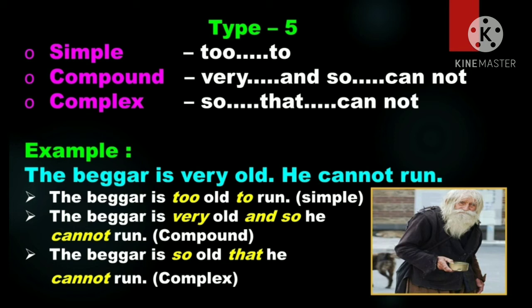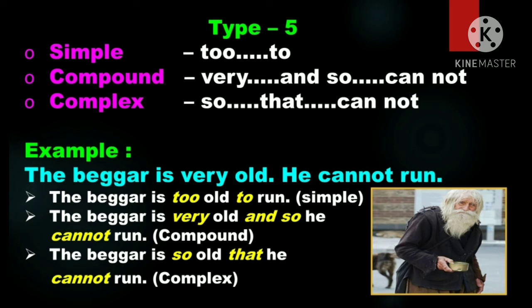It is the easiest one of all. In the simple sentence, we will have "too". So, when it goes to compound, instead of "too", we should use "very" and "so" and "cannot" in a sentence. When it goes to complex, then we should use "so that" plus "cannot" in a sentence.